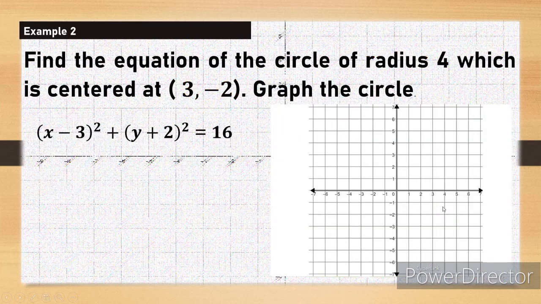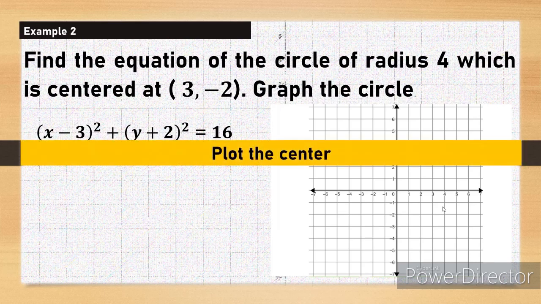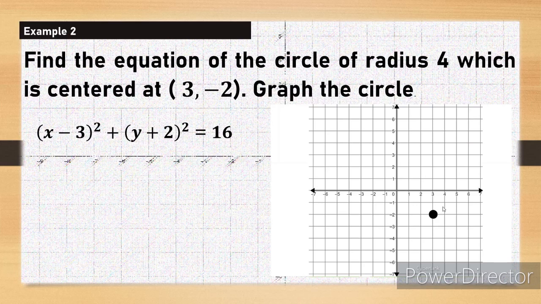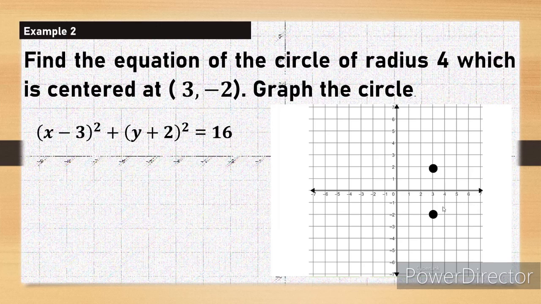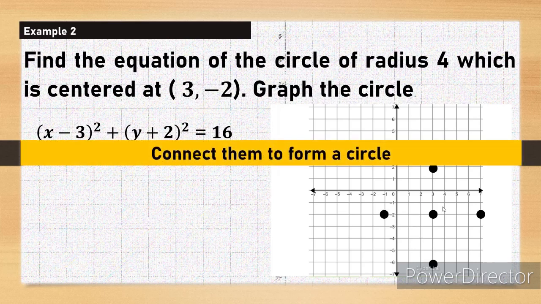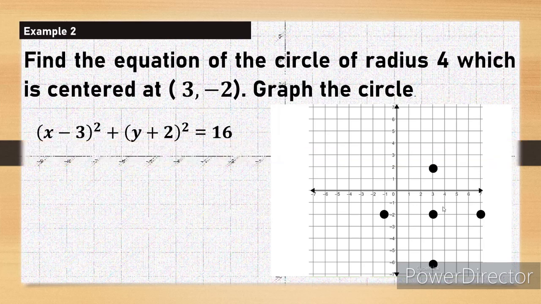And how do we graph it? Same as earlier. First step is to plot the center. Our center is 3, negative 2, so it is here. Then, go out 4 units in every direction. So, we have 4 units above the center, 4 units to the right, 4 units below, and 4 units to the left of the center. Then, we connect the points to form a circle.